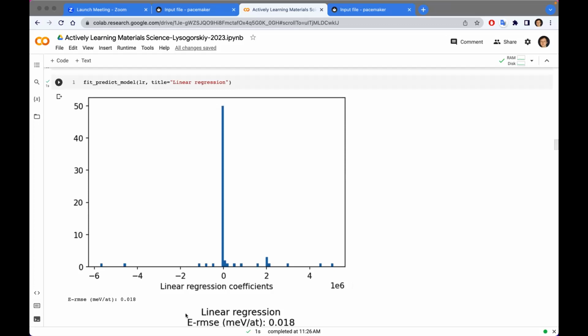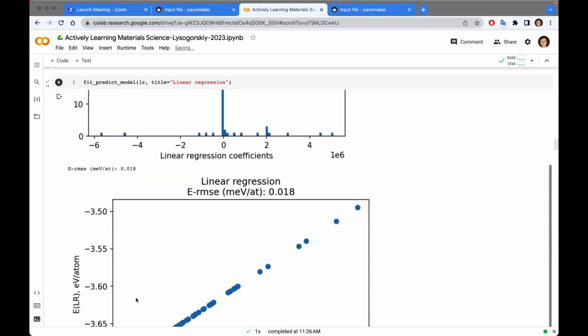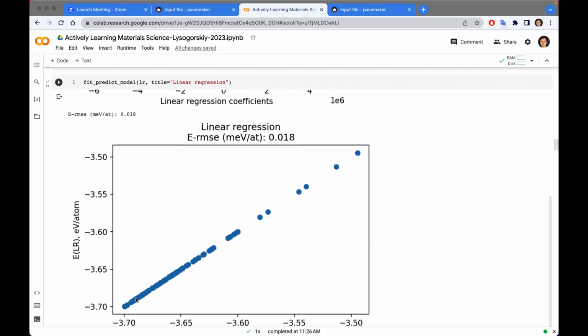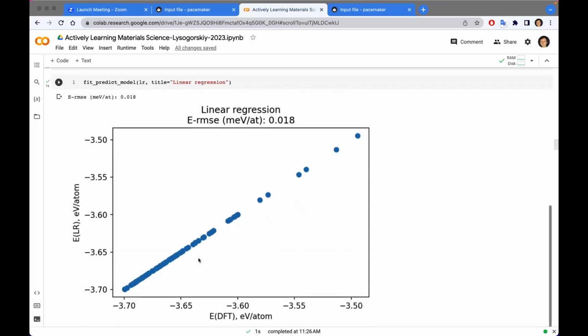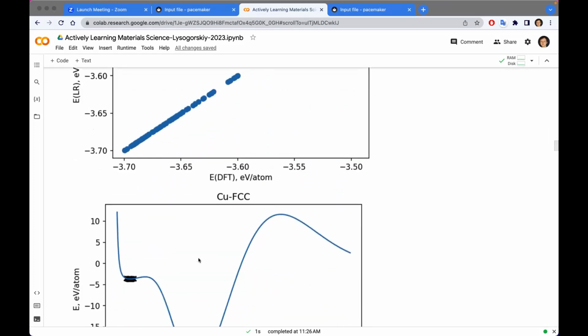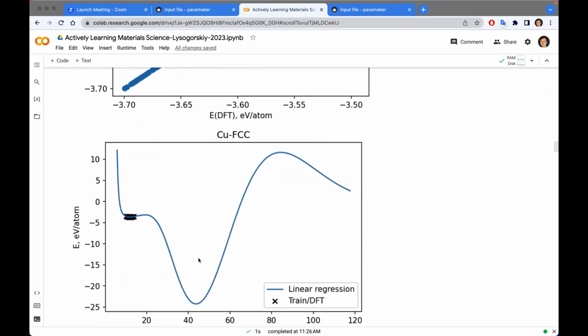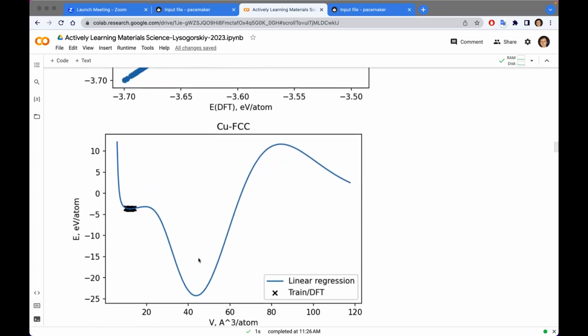So actually we have quite a low test error for energy. It's sub-milli eV, and in the classical pair plot, true DFT versus predicted ACE with linear regression, it's a strict diagonal, nothing bad. But if we now compute the prediction of this model on the test set, you can see, so this is energy versus volume per atom. That's the region where we actually have training data, and that's how it behaves outside.